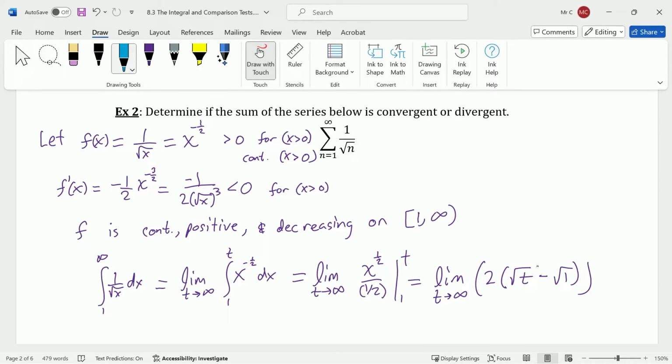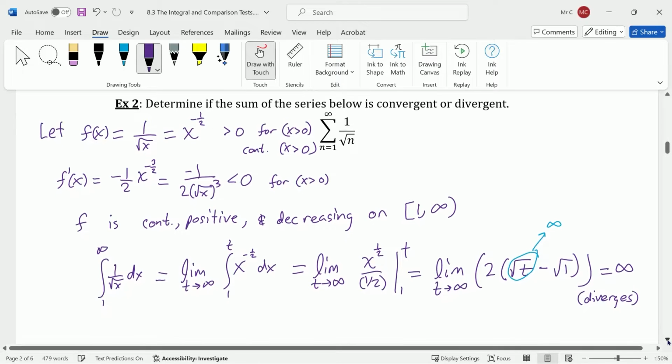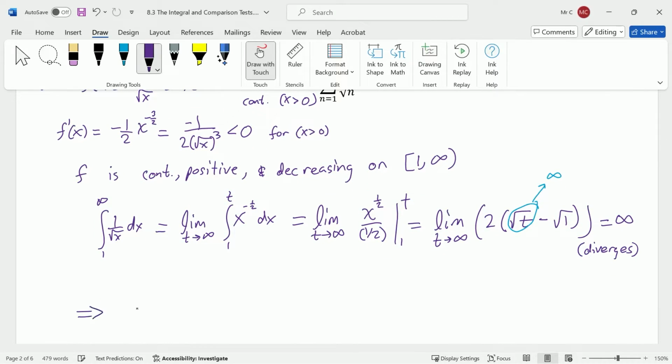And in this case, what do we see? We see that when t goes to infinity, the square root of t goes to infinity. I'm multiplying by a positive number here. So altogether, this limit is infinite. So we say that the integral diverges. And if the integral diverges, that implies that this series from n equals 1 to infinity of 1 over the square root of n diverges by the integral test. Of course, I always want my students to cite any named theorems when they use them.